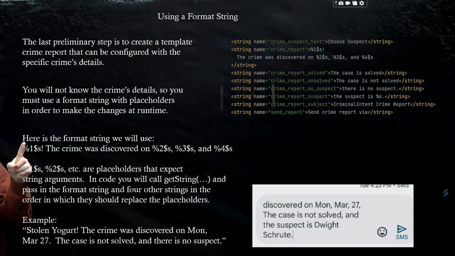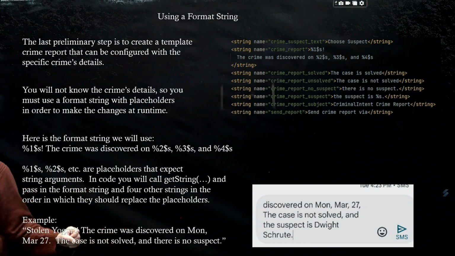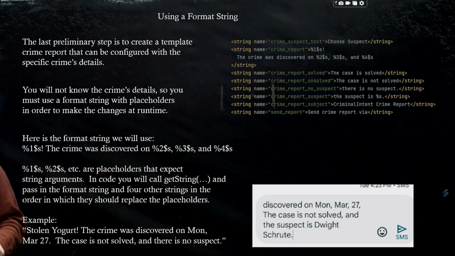This right here is going to be a placeholder for the crime, and it's going to be stolen yogurt. We're going to put an exclamation point at the end, and that's going to be built in. The crime was discovered on, I forgot that part. Then our placeholder number 2 is going to be for the date, Monday, March 27th in this case. Placeholder number 3 is going to be whether the case is solved or not solved, and placeholder 4 is going to be whether there's a suspect or not. This one says there is no suspect.